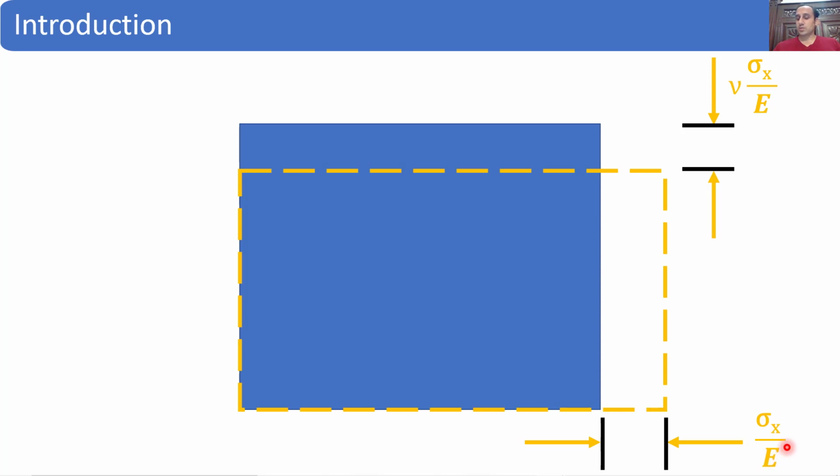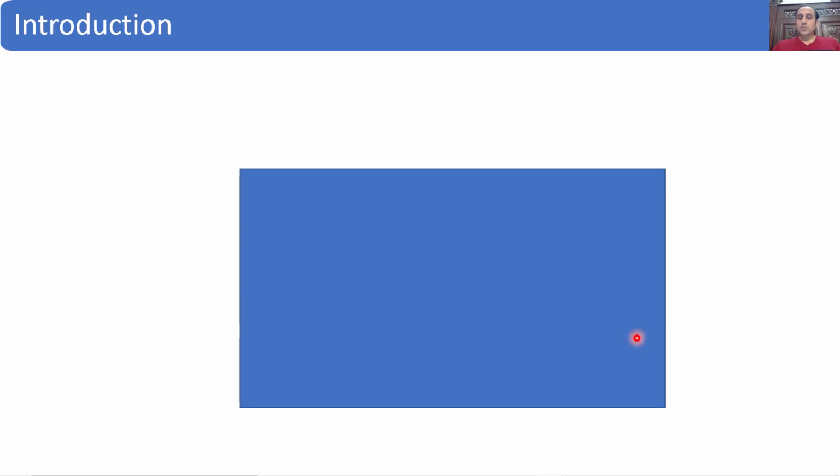Young's modulus. This is the axial strain. If we multiply the axial strain with the Poisson's ratio, we get the lateral strain. So this is the lateral strain, and this is the axial strain. Now this is the deformed member, or deformed structure, after the application of sigma x.